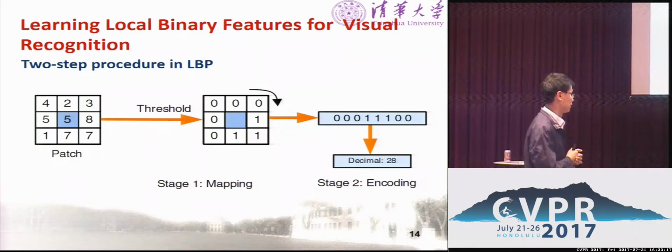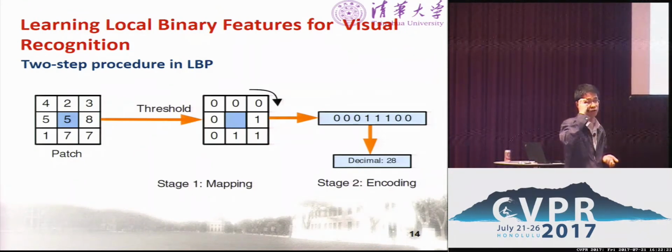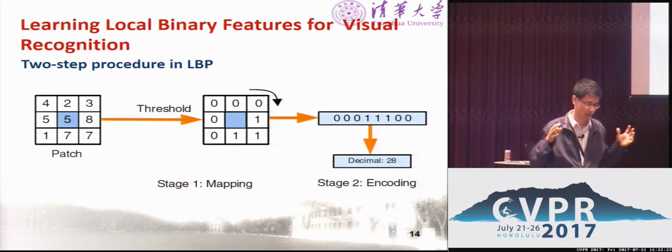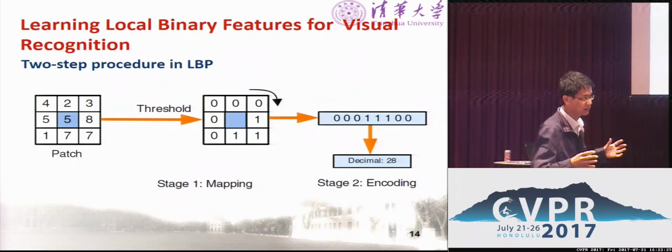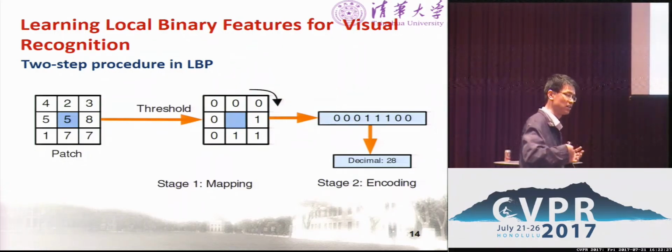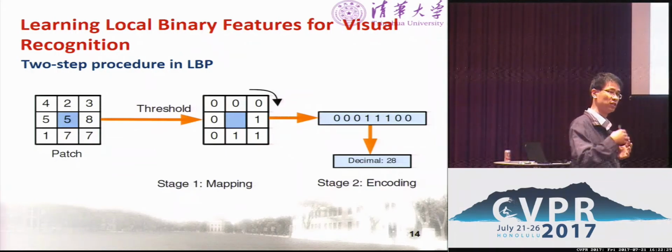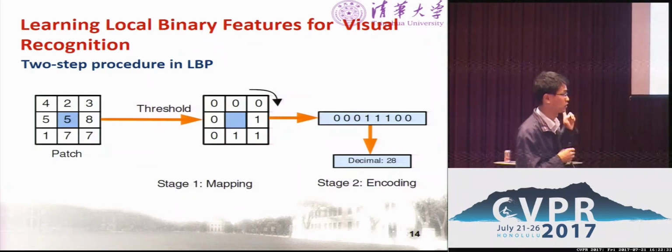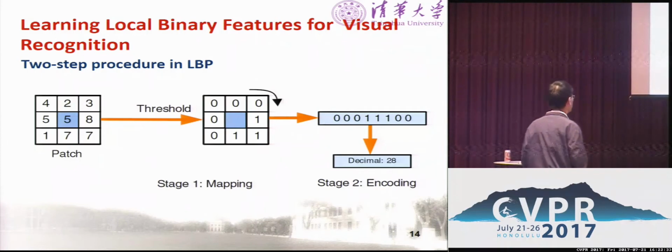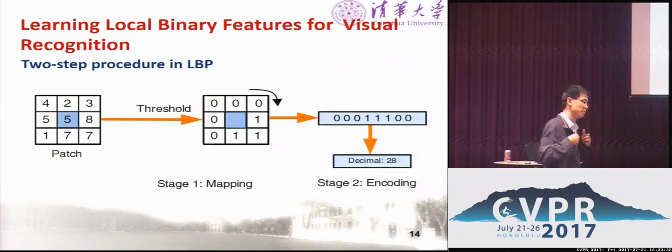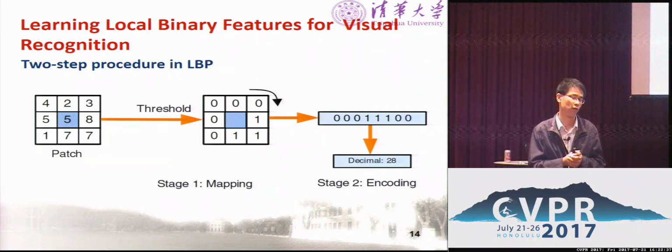So this is the first key idea of our local binary feature learning method: we want to learn a local descriptor which is compact, and we can make the distribution of the bins as uniform as possible. This is the first idea. After this work, we also improve the performance of our method.